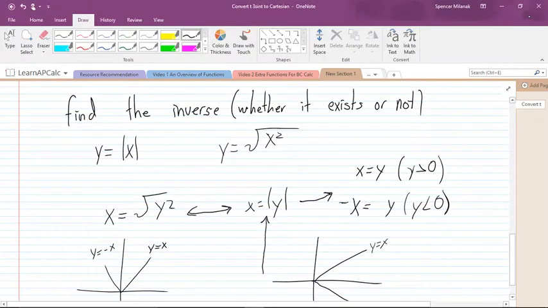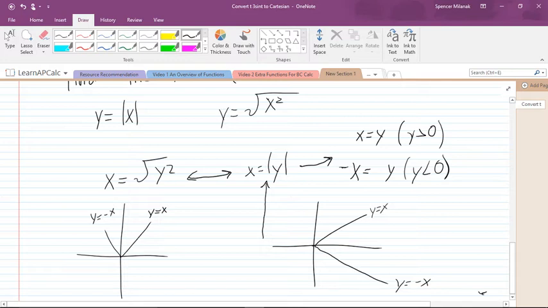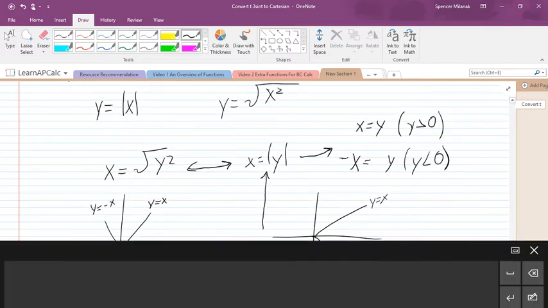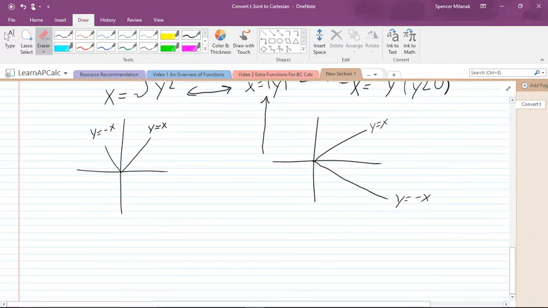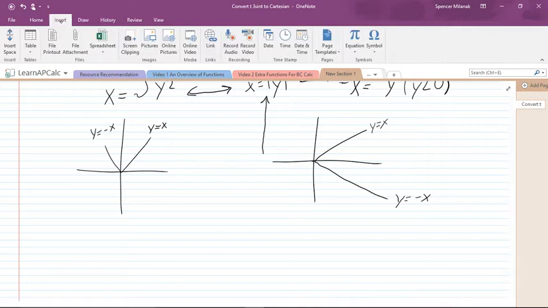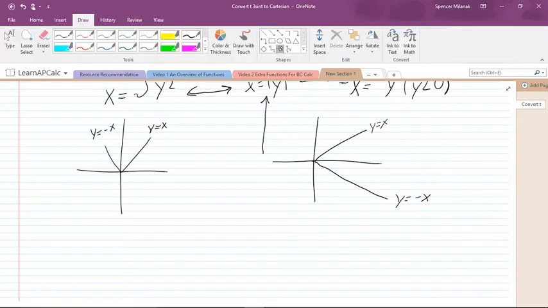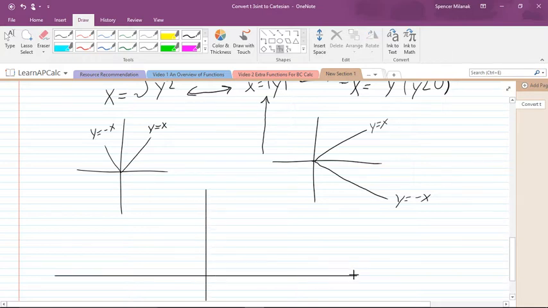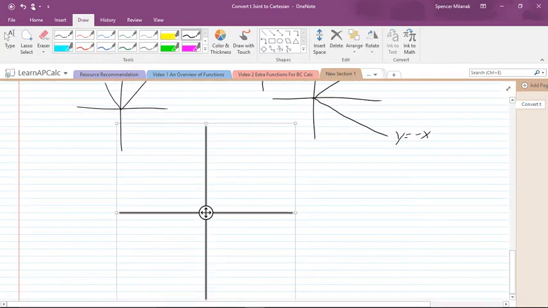For this one, I'm going to use coordinate axes, which I need here. So let's put those here. Okay, and I will put 2 of them.